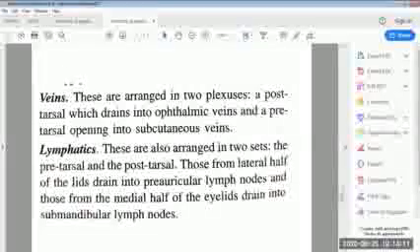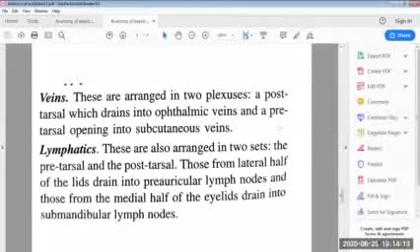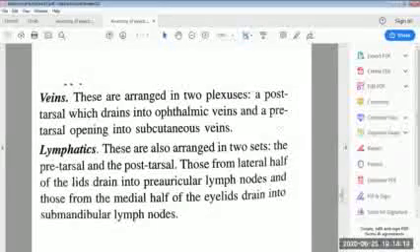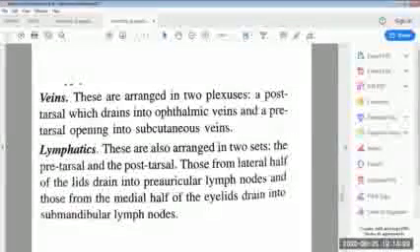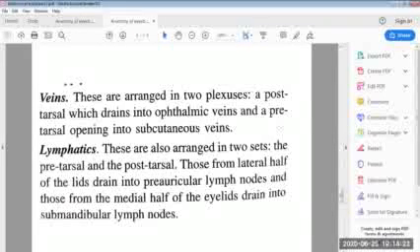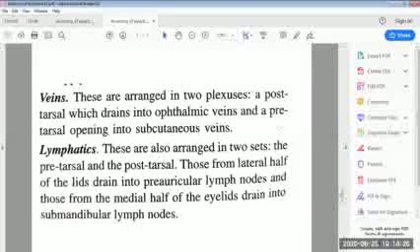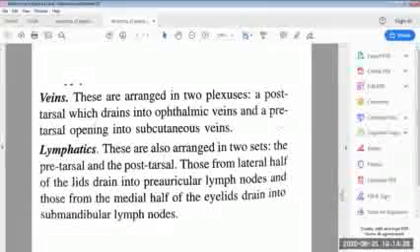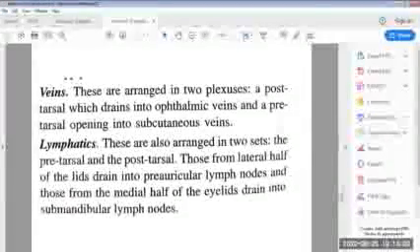Next is the lymphatics. These are also arranged in two sets, the pre-tarsal and post-tarsal. Those from the lateral half of the lids drain into the preauricular lymph nodes, and those from the medial half of the eyelids drain into the submandibular lymph nodes.